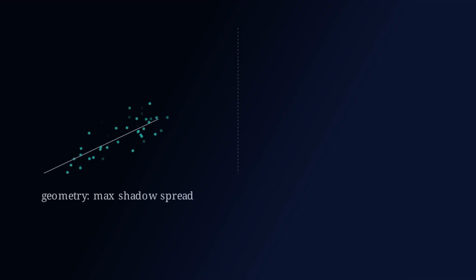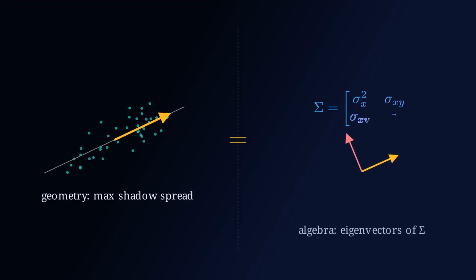Let's tie the whole journey into one loop. We started with a lopsided cloud and asked which direction it spreads the most. That question in geometry is a rotating arrow chasing maximum shadow spread. In algebra, it's the eigenvectors and eigenvalues of the covariance matrix. Same answer, two languages.